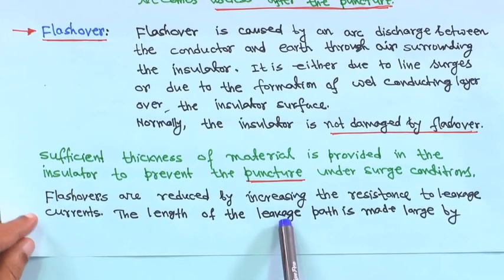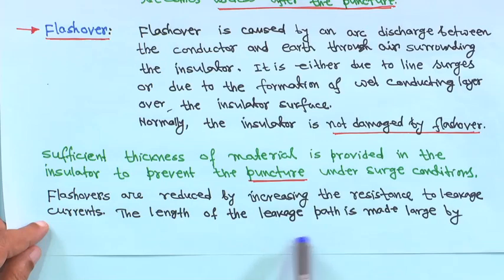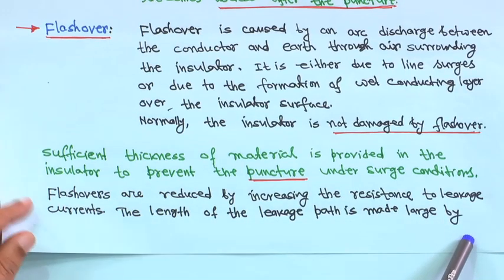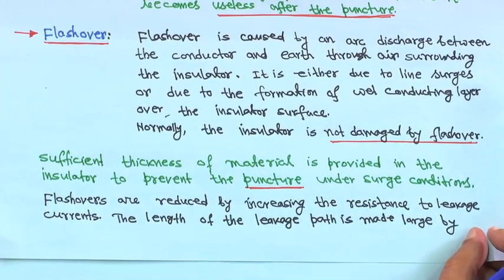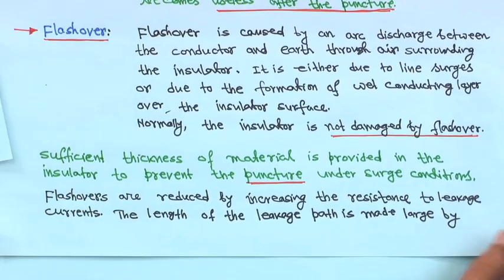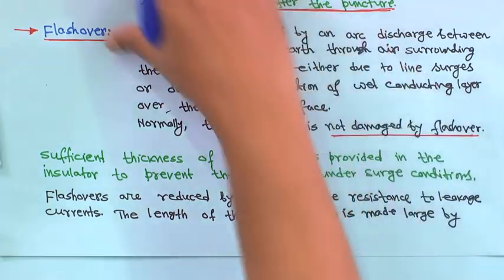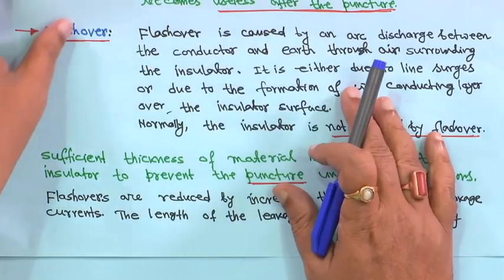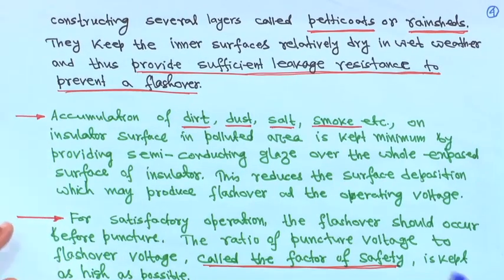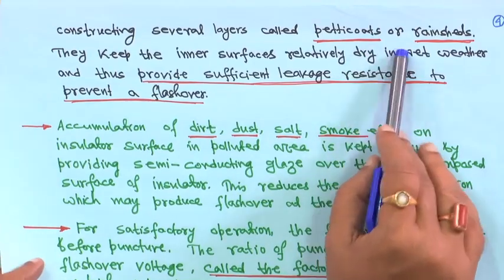So, flashovers are reduced by increasing resistance to leakage currents. The length of the leakage path is made large by constructing several layers called petticoats or rain shades. You might have seen the insulator, it is like a cap type of thing, right. I will give the diagram later on. Sometimes it is called petticoats or rain shade.